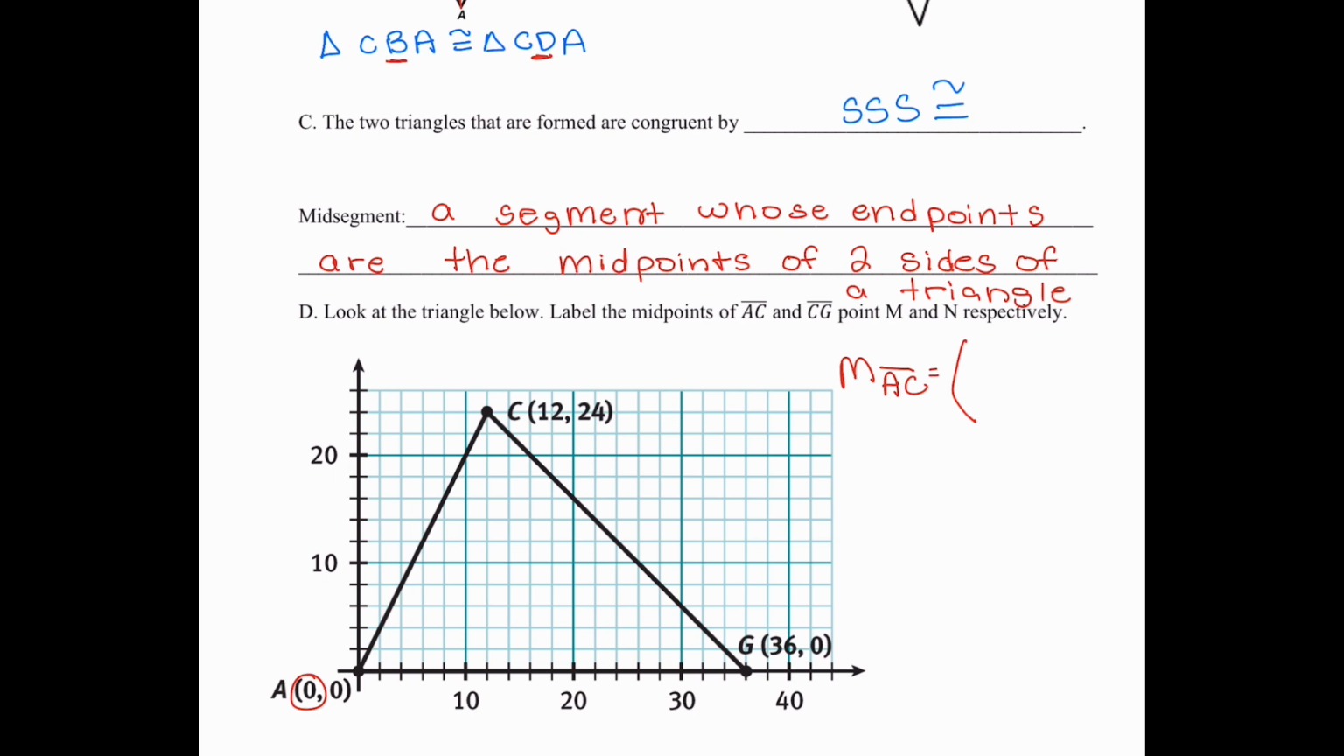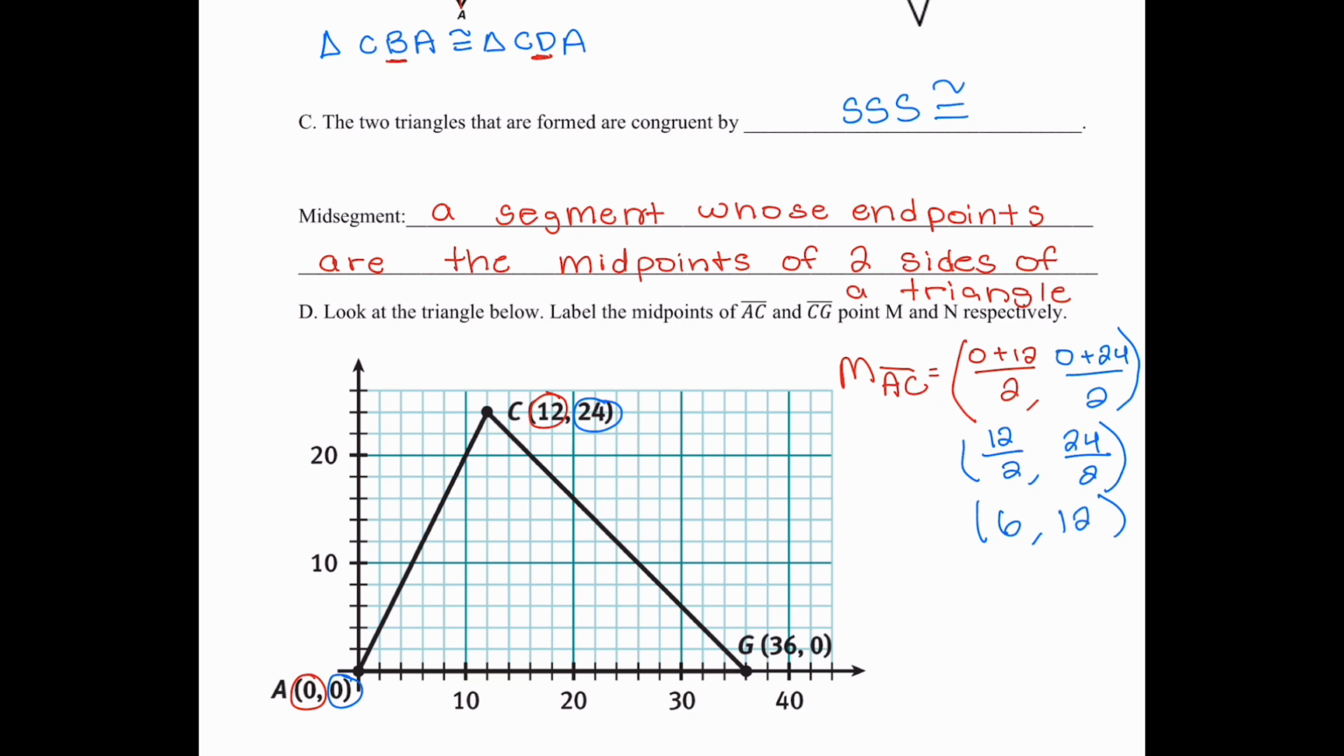The x of point A is 0, plus the x of point C is 12, and divide by 2. And then the y of point A is 0, plus the y of point C is 24, and divide by 2. 0 plus 12 is 12. 0 plus 24 is 24. 12 divided by 2 is 6, and 24 divided by 2 is 12. So the midpoint of AC is at the point (6, 12).